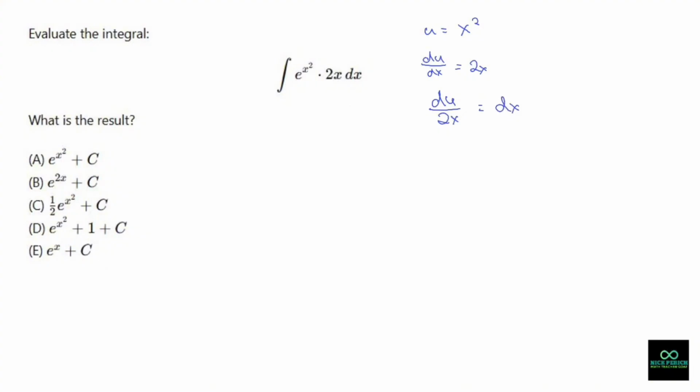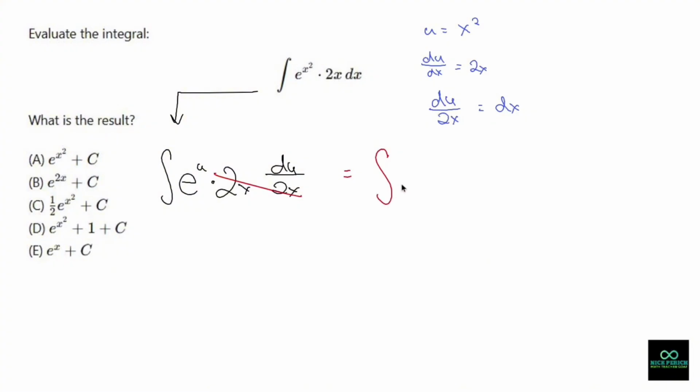So now I can rewrite this. Now I can rewrite that over here as the integral of e to the u, since I let u equal x squared, e to the u, times 2x, and instead of dx, du over 2x. And just like that, the 2x and the 2x cancel each other out, leaving us with the indefinite integral of e to the u du, which is going to be e to the u plus c. And the last step is replacing u with x squared, so e to the x squared plus c, which is going to be A.